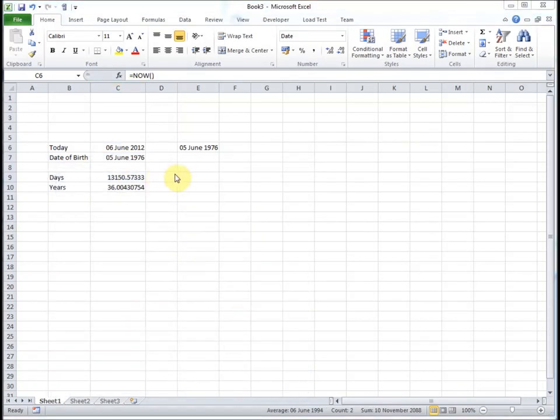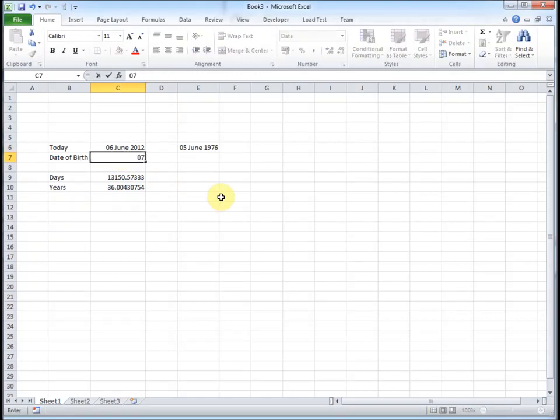I deliberately chose a date of birth that was very close to today's date so that we would get 36.00 to show that the decimal places were being honoured. What would happen, however, if it wasn't the 5th of June, but the 7th of June? The 7th of June 1976, and press enter. Now he's 35.98888, so flipping close to 36, but not quite.